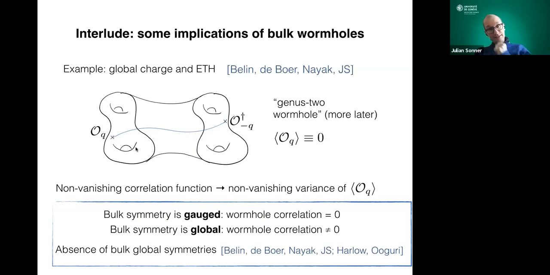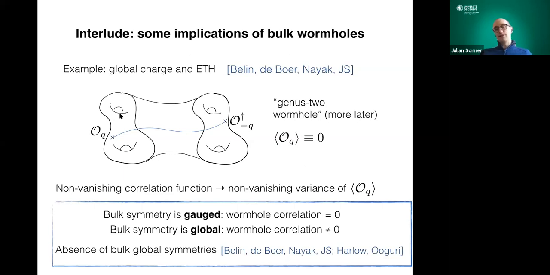Well, the 1-point function of these operators should be 0 because it's a charged operator. It carries a non-zero charge under an exact symmetry of the theory. So it has to have a vanishing 1-point function. But this is a very strong statement because its variance has to be exactly 0. It's not that it has to be somehow approximately 0. It's exactly 0. So it also can't have any higher moments.